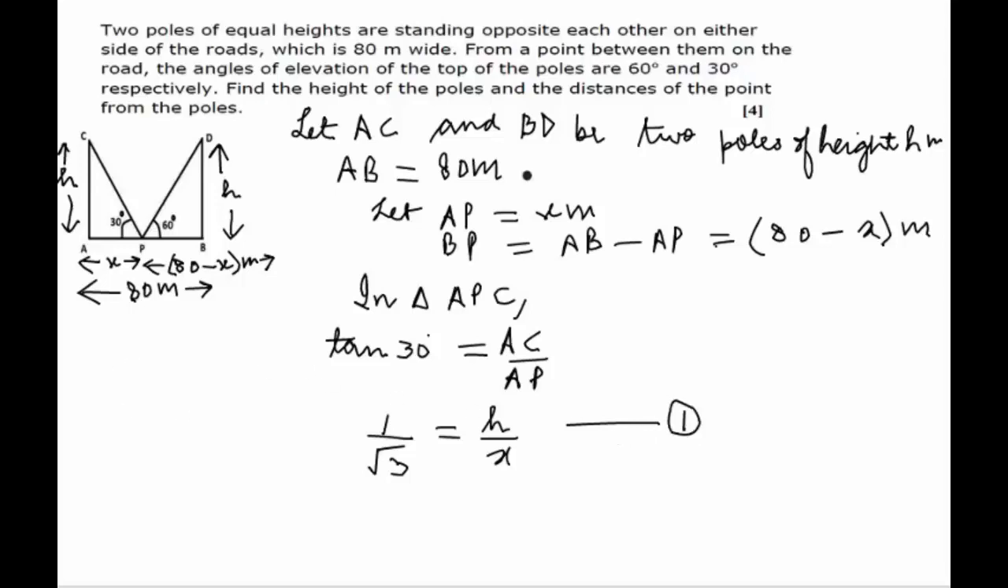We apply the same logic in another triangle, triangle PBD. We get tan of 60 degrees is equal to perpendicular, which is BD, upon base, which is PB. Substituting the values, we get root 3 is equal to BD, which was h, upon PB, which was 80 minus x. Now this is the second equation.